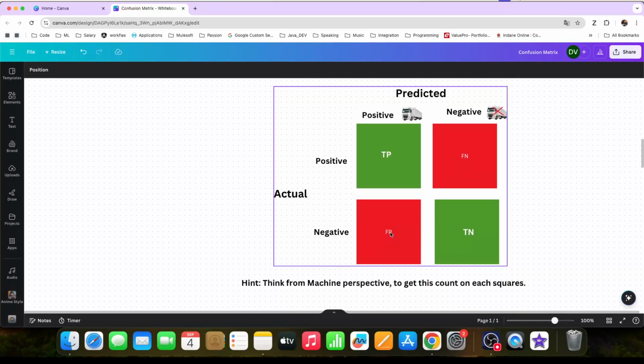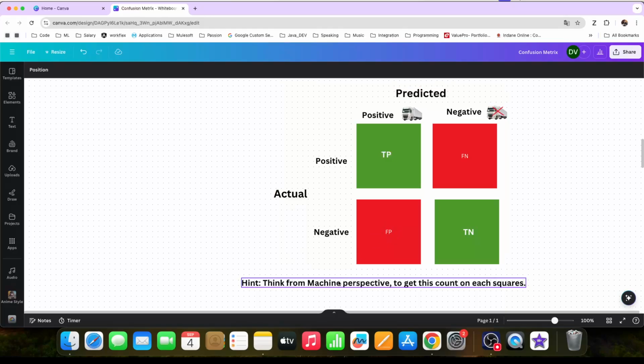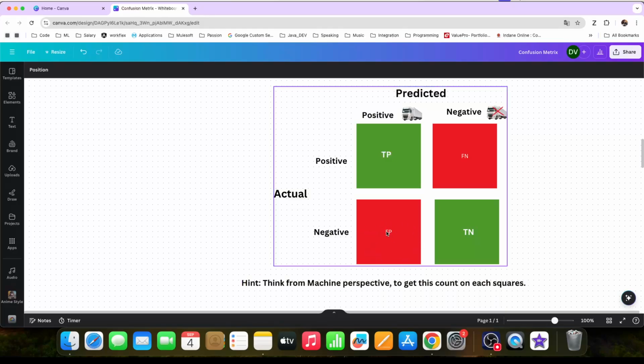False positive means you are passing an image that is actually not of a truck, but the model is saying it's a truck. You should understand this from the machine's perspective. That's the hint I'm giving. If you want to understand how to say whether it's a false positive or false negative, just think about it from the machine's direction.